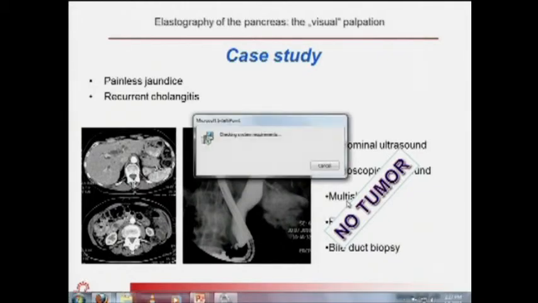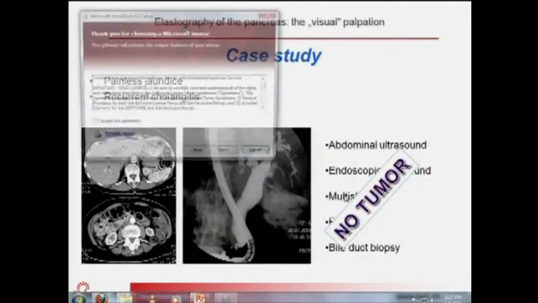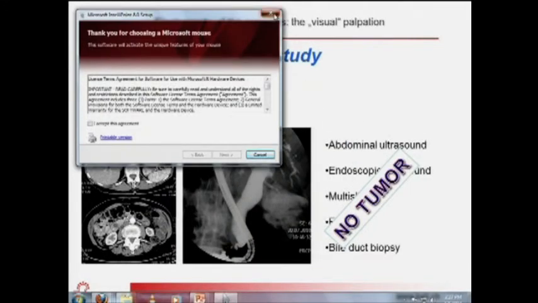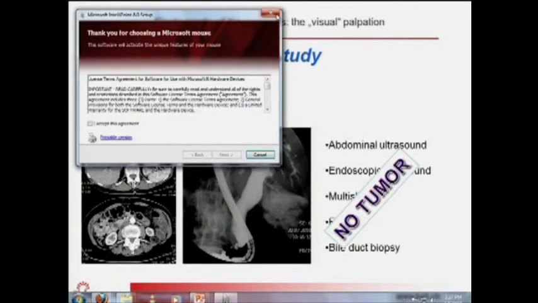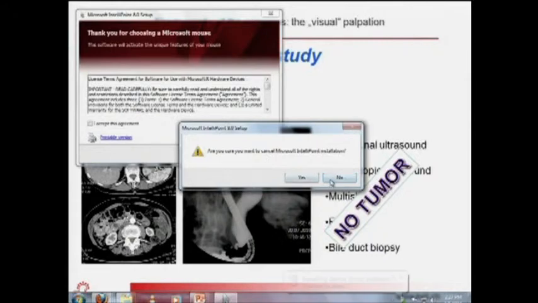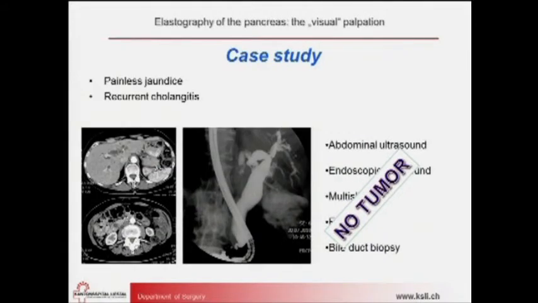She had recurrent pain, and so we had to decide how to go on.